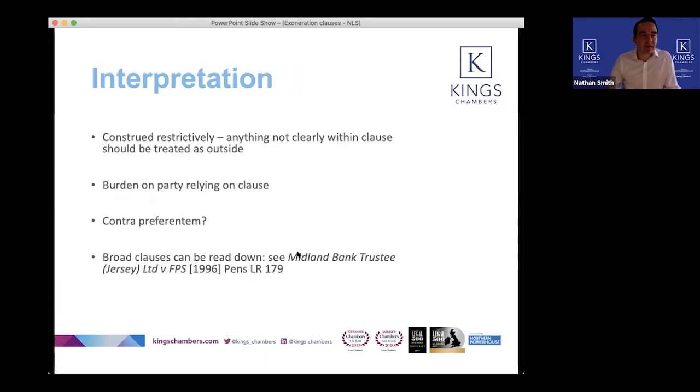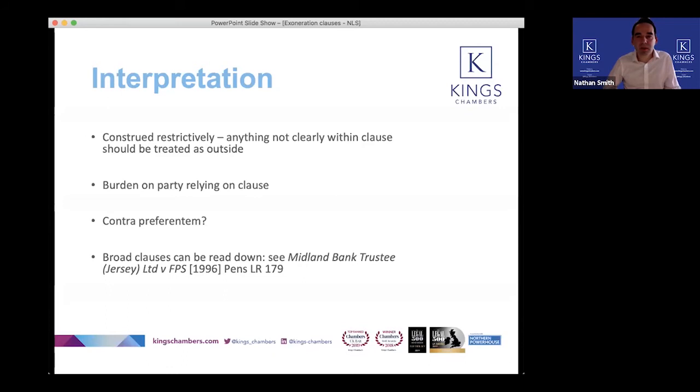Now, the next question that always crops up when dealing with anything slightly unusual in exemption clauses is how to interpret them. Well, the answer to that generally is that you interpret them in the same way as any other contractual provision or provision in a will, but they are also construed restrictively, so that anything that's not clearly within the clause is generally treated as being outside it. The burden is on the party relying on the clause to show that its words refer to the conduct that's been called in question.